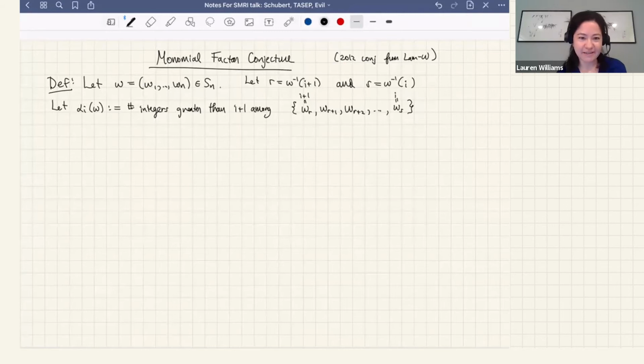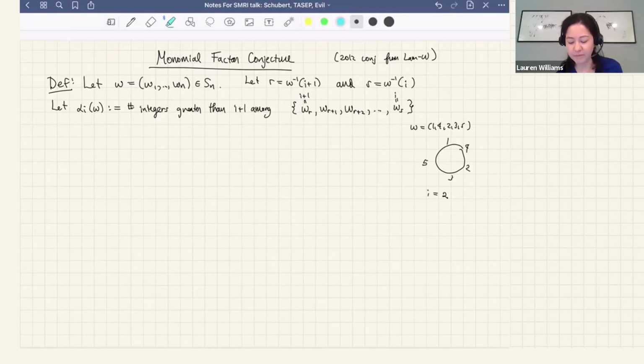Okay, so if my permutation is 1, 4, 2, 3, 5, then what you could imagine doing is putting 1, 4, 2, 3, 5 on a circle, and if i is equal to, let's say 2, then what I'm doing here is I'm going to start at i+1, which is 3, and I'm going to scan the numbers as I go, wrapping around if need be. Okay, start at i+1, look at all the letters in order, stop when you get to i, and count how many numbers are bigger than i+1. And so here I've seen 2. So that's alpha_i of w.